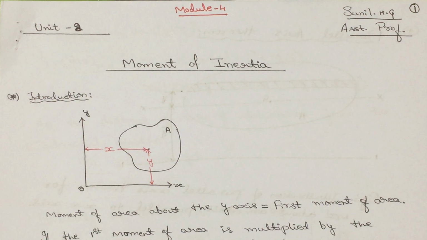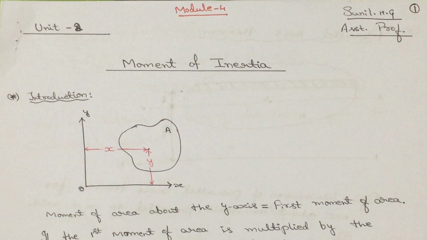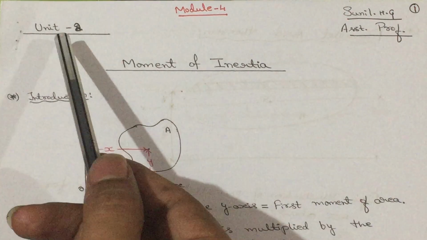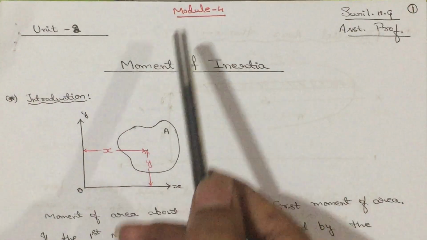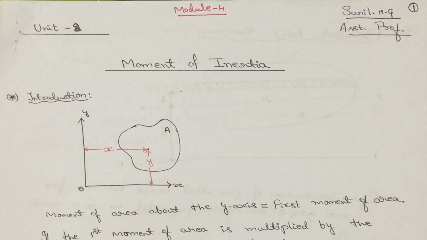As we discussed earlier, in module 4 we come across two important topics. One is the centroid, another one is the moment of inertia. In the previous sessions we discussed the centroid concepts as well as the problems. Then the second topic, the second unit in module 4, is moment of inertia. What do you mean by moment of inertia? How are we going to calculate it?